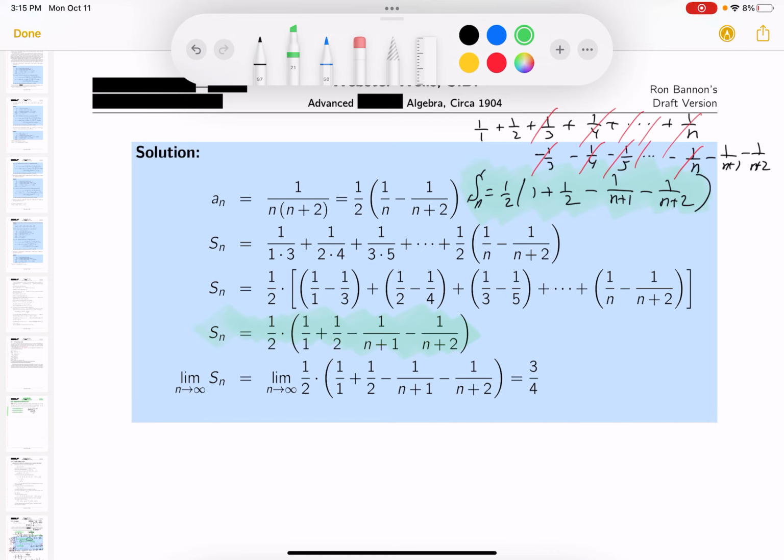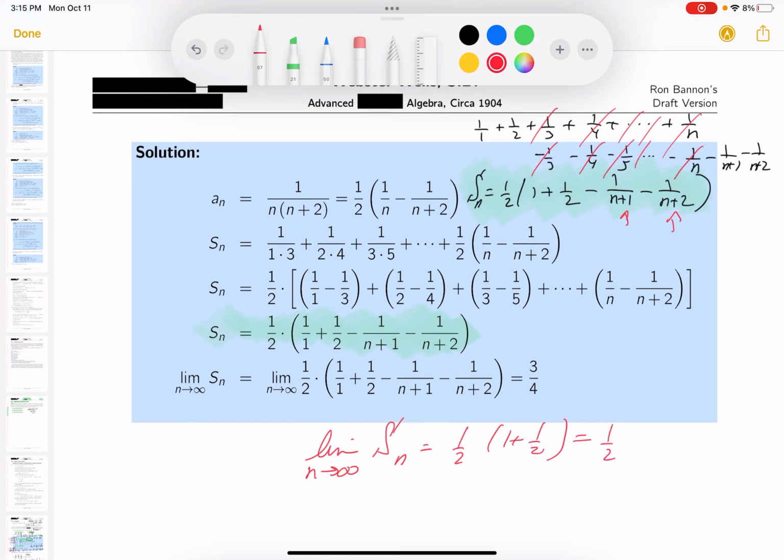Then what do we do? The limit as n goes to infinity, which is fairly easy. I'll tell you why. As n goes to infinity, this term and this term disappear. So what are you left off with? Something pretty simple. Let me write that down for you. The limit when n goes to infinity of Sn turns out to be 1/2 times 1 plus 1/2.